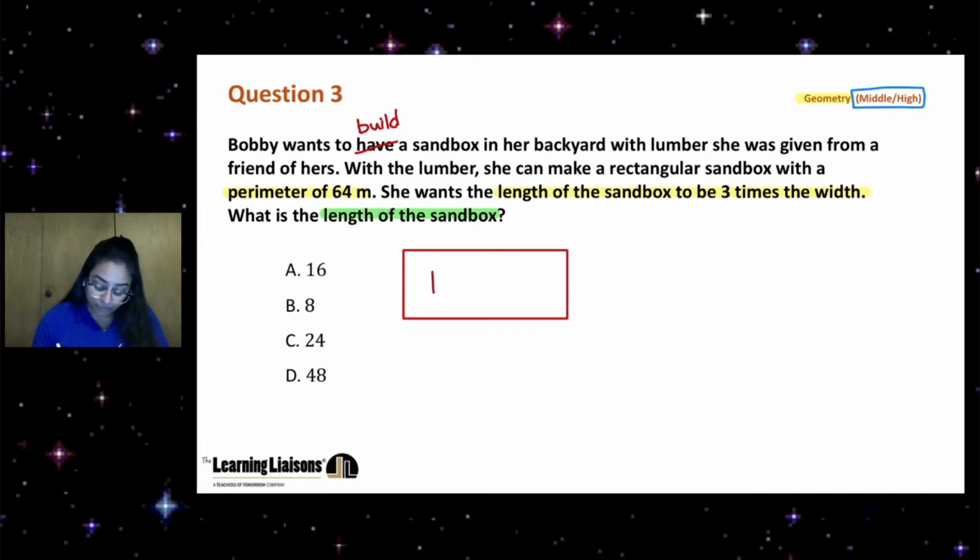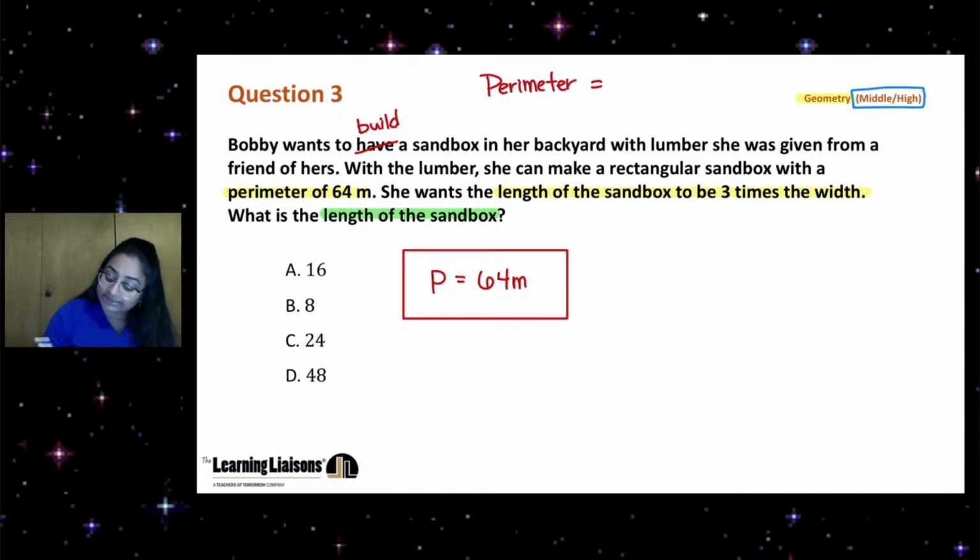What do we know currently about the sandbox? We know that the perimeter is equal to 64 meters. What does perimeter mean? It is the sum of all exterior sides.